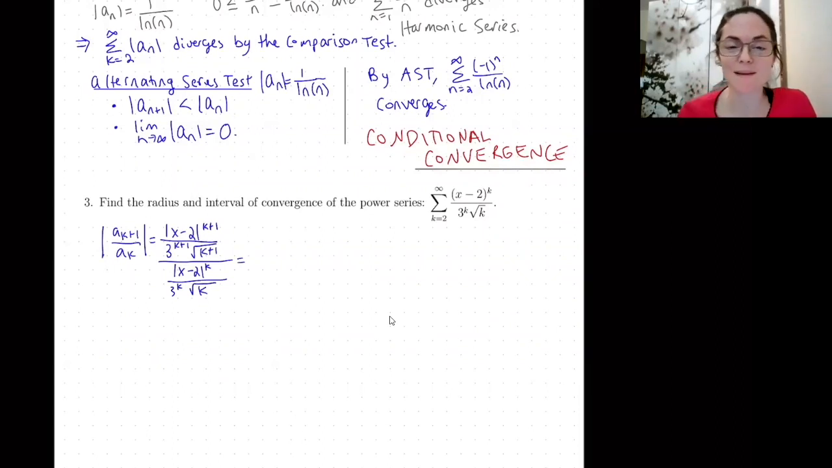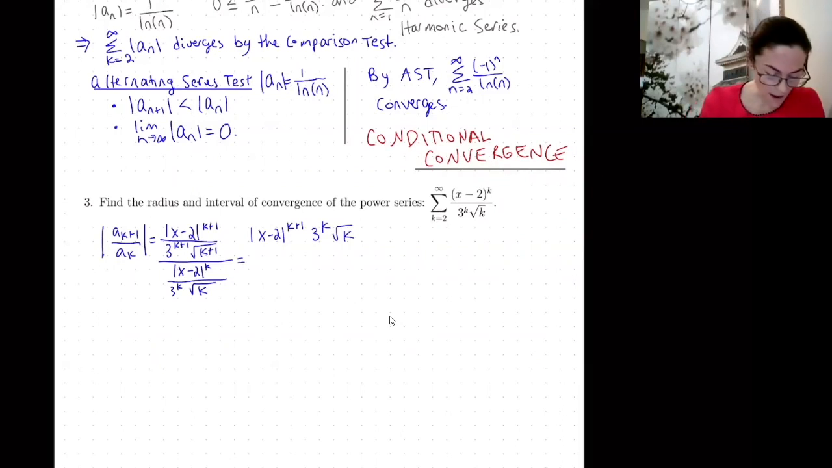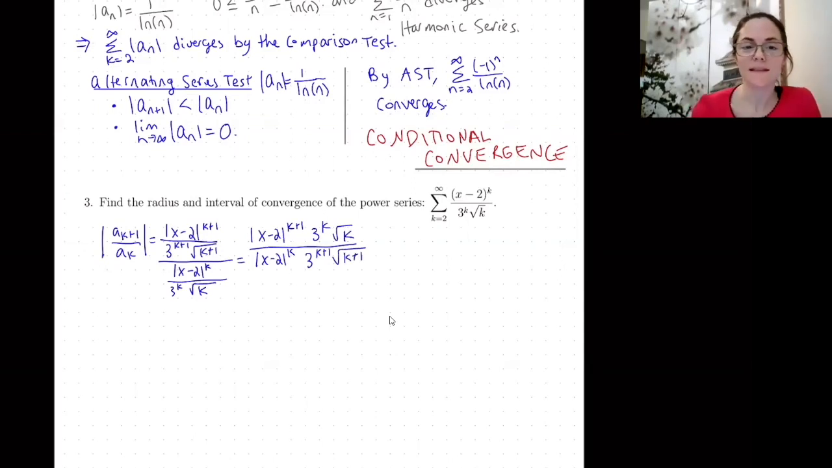Now, just as when I simplified absolute value of a_(k+1) over a_k before, I'm going to line things up to help myself out. In the numerator, I have absolute value of (x minus 2) to the k plus 1, and also a 3 to the k and a square root k. In the denominator, I have absolute value of (x minus 2) to the k, 3 to the k plus 1, and square root k plus 1. And now this is when everything gets beautiful, because I am left with absolute value of x minus 2 in the numerator. In the denominator, I have a 3, and then a big square root of k over k plus 1. And this is simplified. Now I will take a limit.